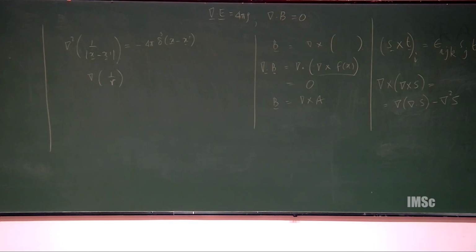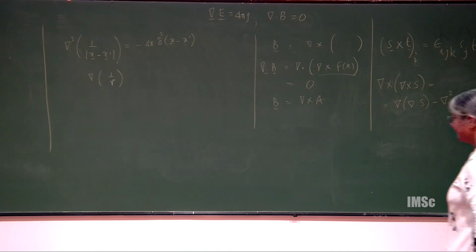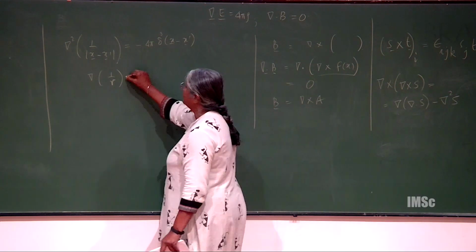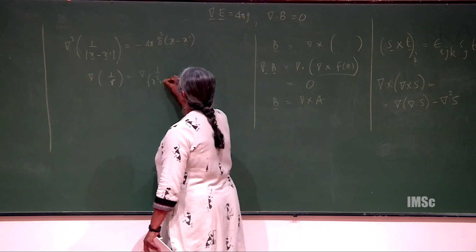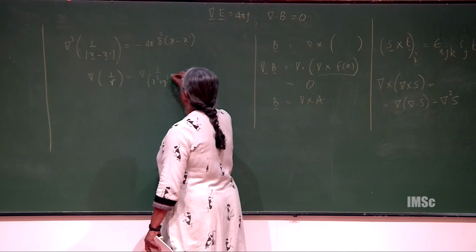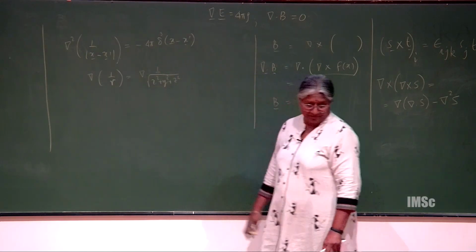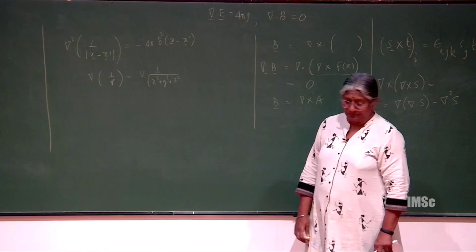Can you quickly calculate it? What is r? r is the root of x squared plus y squared plus z squared, right? So let us just think of it. You always think of the one variable thing, right? So 1 by root of x squared plus y squared plus z squared. And let us write d by dx of this. How will you get d by dx of this?